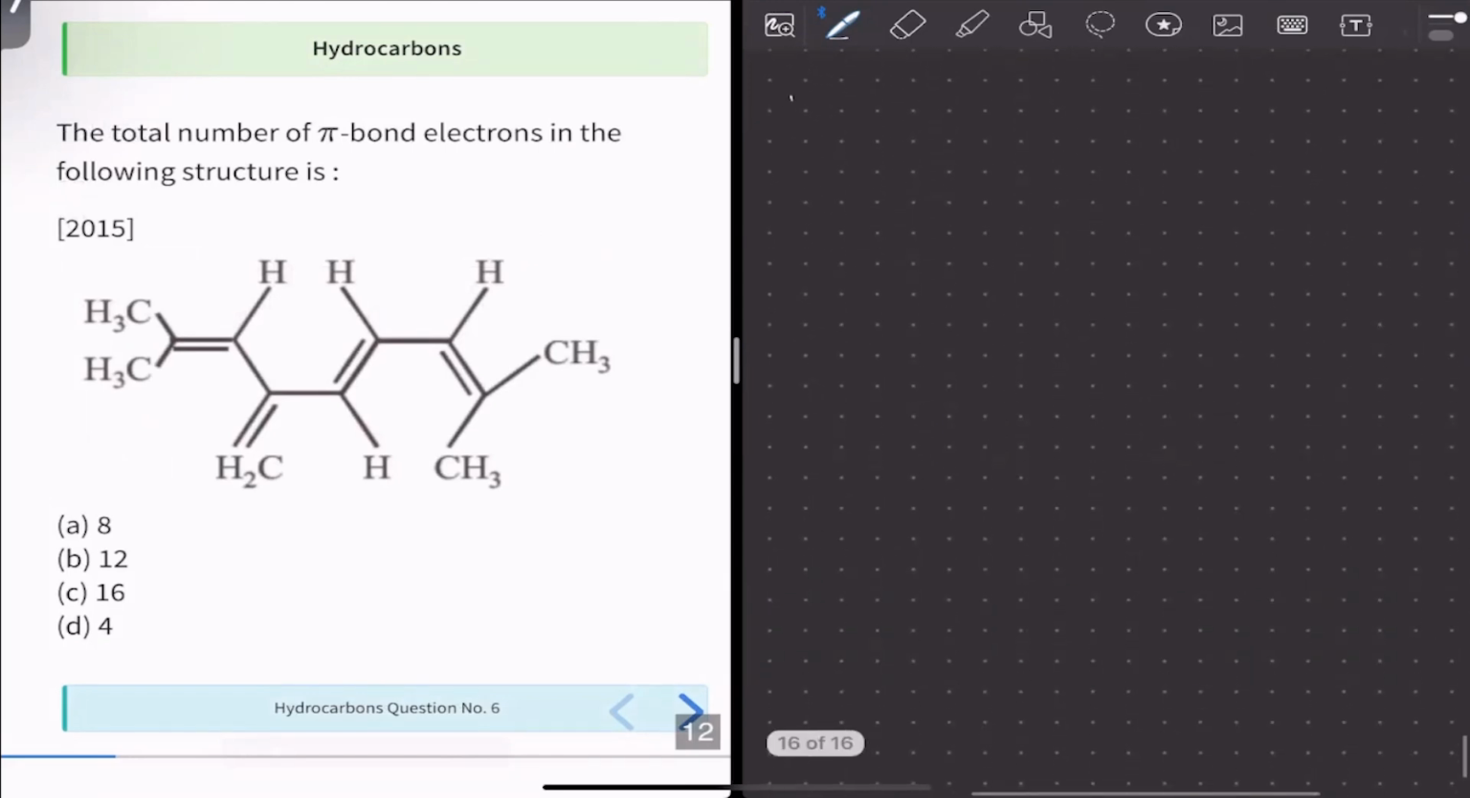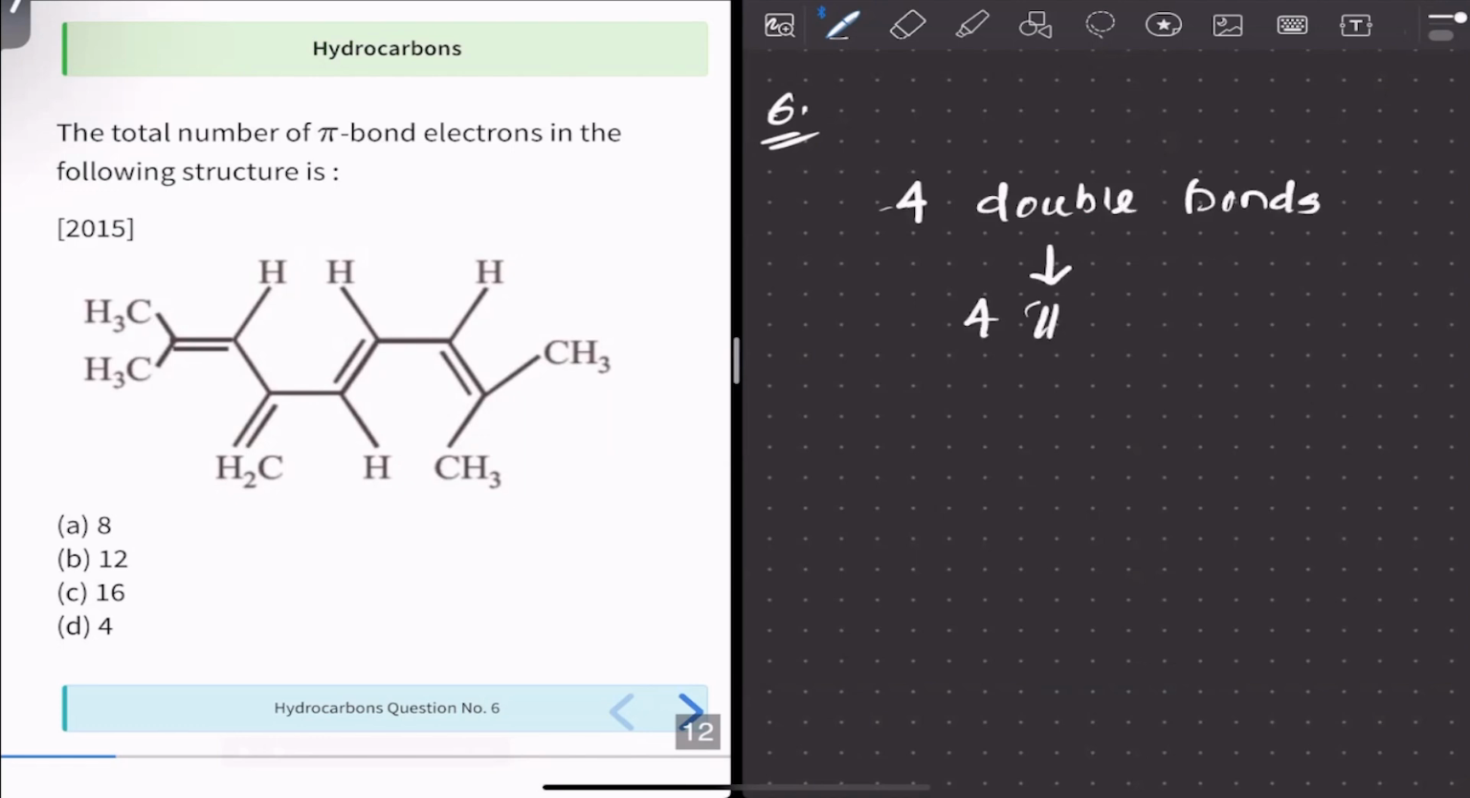Question number 6. The total number of pi bond electrons in the following structures. Okay, for pi bond electron calculation, we have to find the number of double bonds, because the pi bonds are present in double bonds. So let's find out how many double bonds are there in this molecule. If you see, there are four double bonds in this molecule. Four double bonds means four pi bonds.